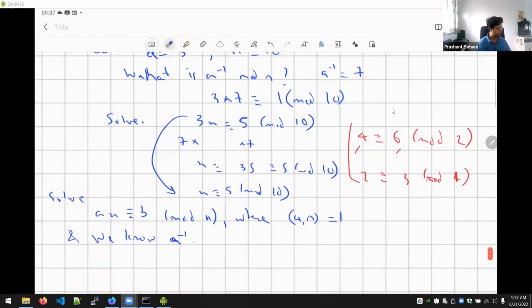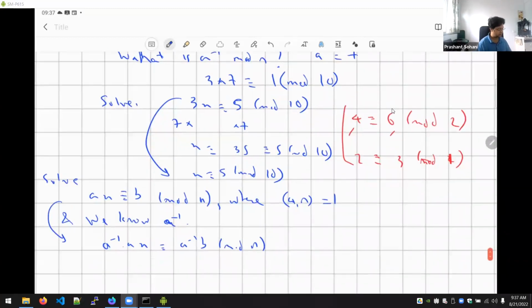And so then we can multiply this whole equation with a inverse, and we get a inverse ax congruent to a inverse b modulo n. And now a inverse a will be nothing but 1. So this whole thing becomes x congruent to a inverse b modulo n. And instead of writing a inverse b each time, let me just call that c. Okay. So let c be equal to a inverse b.